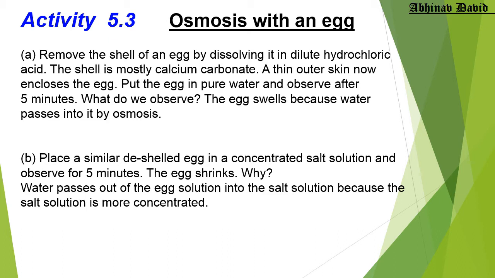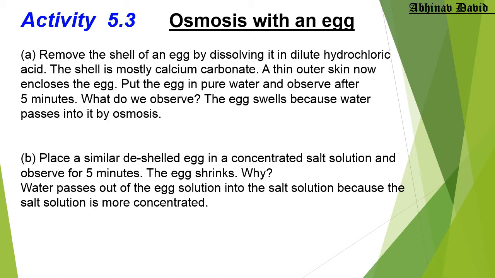You can see a thin outer skin is present on the egg, which represents the cell membrane, and you know that the cell membrane is a selectively permeable membrane. Now if we put this egg in pure water, what will happen? As we know, pure water has more water concentration, but the egg does not have more water as compared to the pure water. So water will move from where it is more to where it is less. Pure water will be like a hypotonic solution.